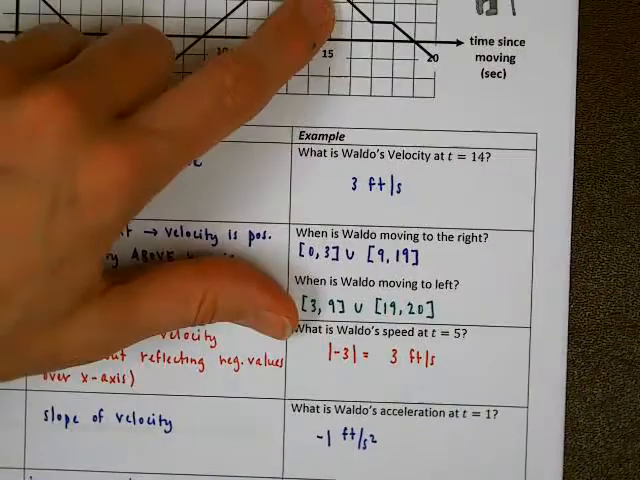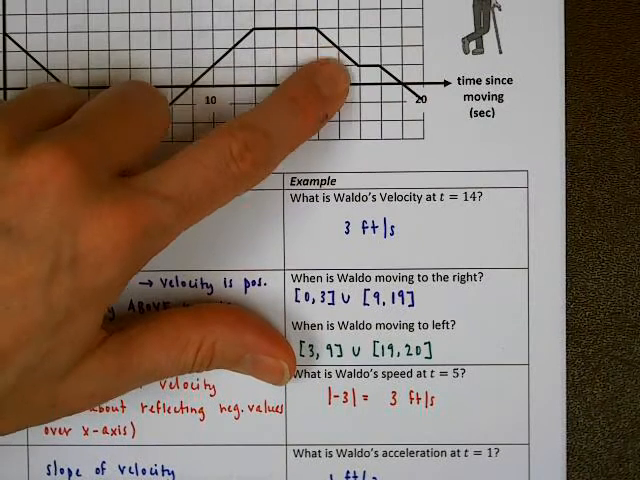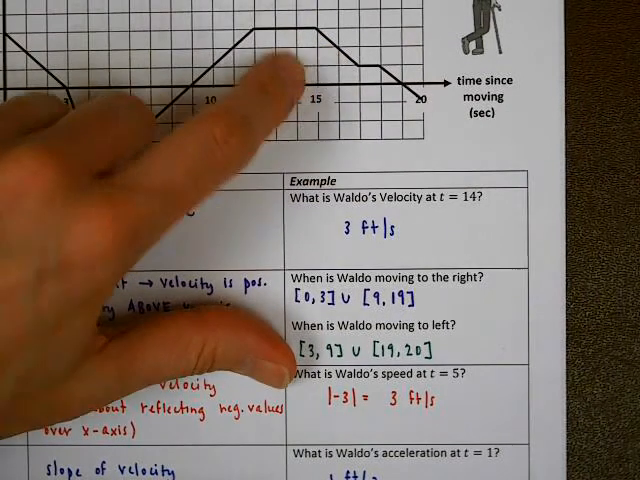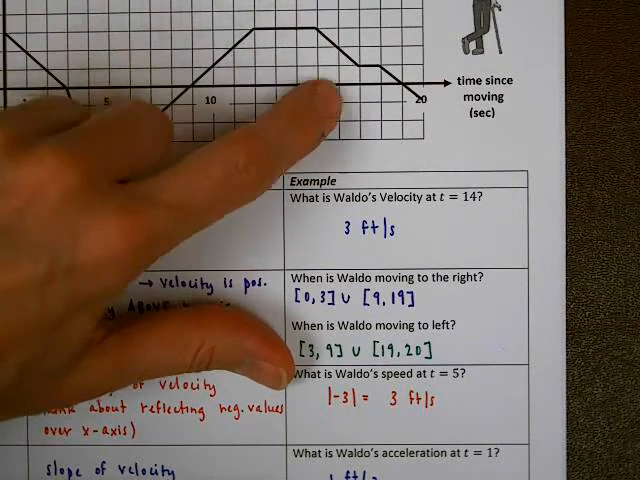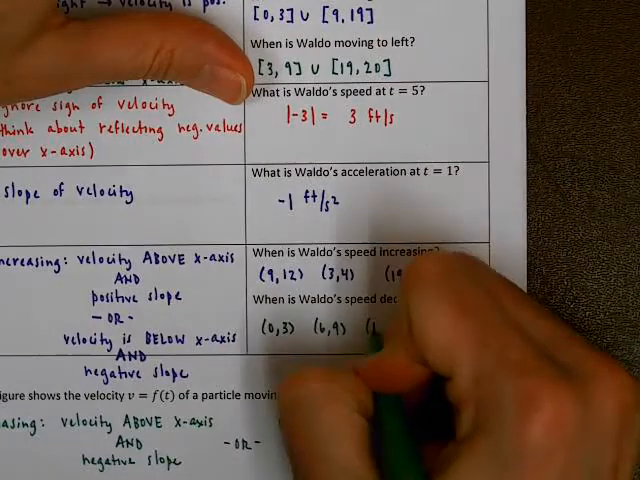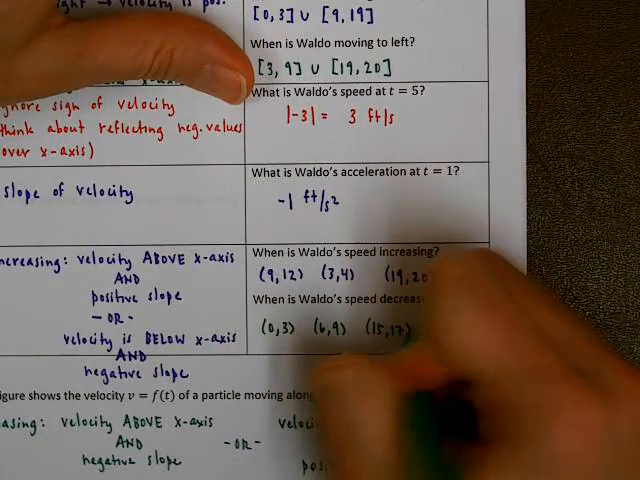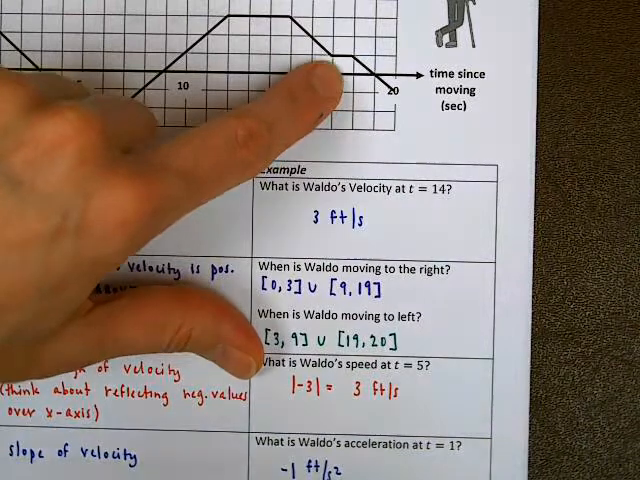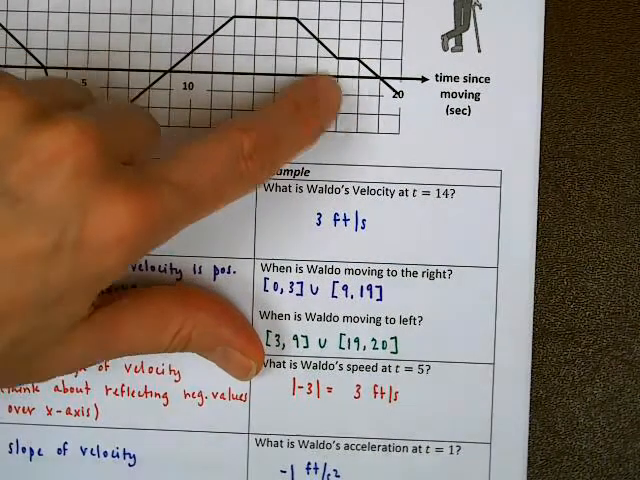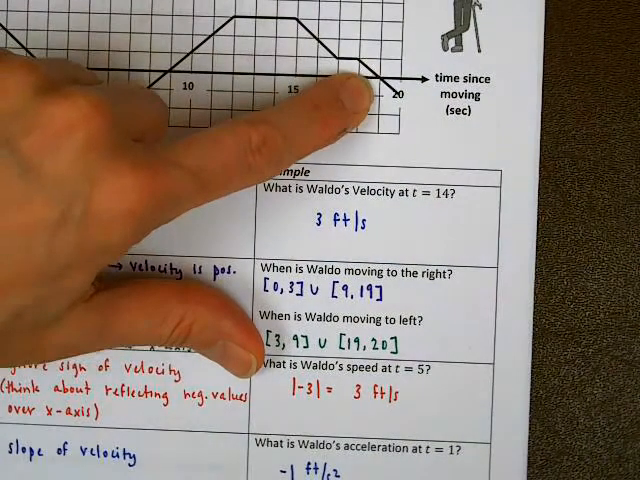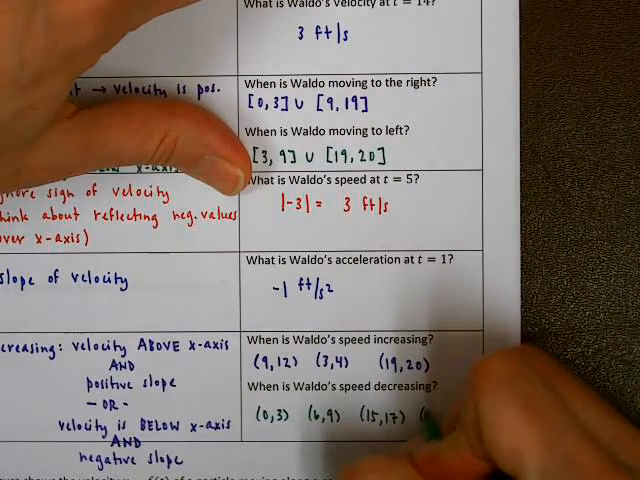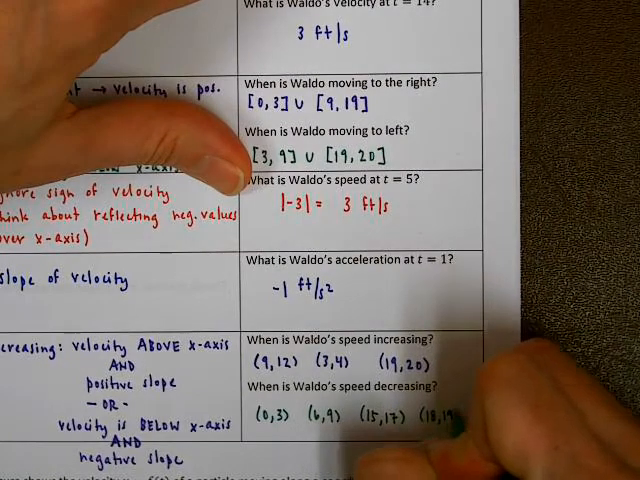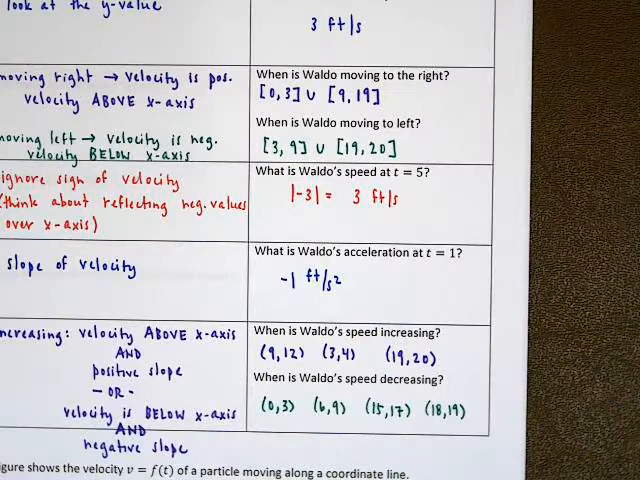And let's see, above with a negative slope. So from 15 to 17. And then it's constant for a while, and then again from, it looks like, 18 to 19 would be those intervals.